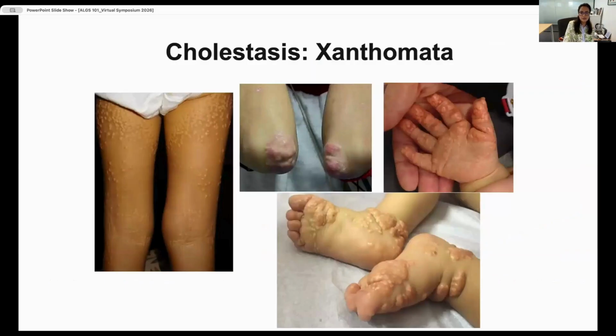Xanthomas are these fatty deposits that we see under the skin. These are sort of classic pictures of that. People who have experienced these know that we don't surgically remove them. They are there. They can be, of course, disfiguring. They can also affect fine motor development. They can impact when a child learns to walk as well, because they can be sensitive and even painful. So this is another disease feature that we see in the liver disease associated with Alagille syndrome.